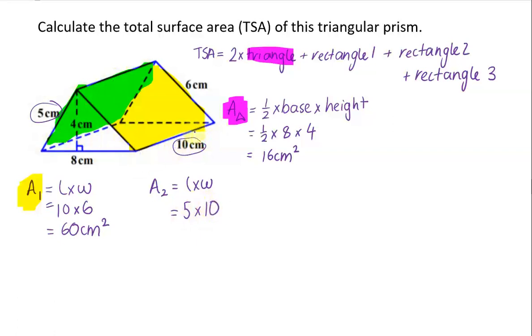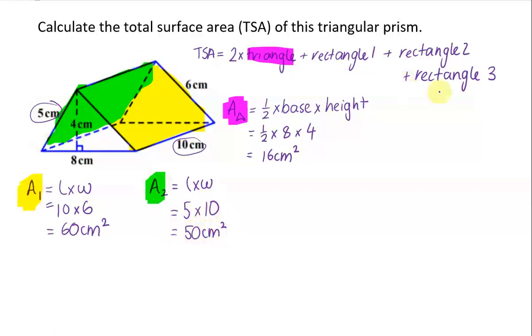Sometimes you have to use some detective skills to find out what those side lengths would be, and you look for matching sides in other places on our prism. So our area 2, the green area, we can color that green, is equal to length times width, 5 times 10, which gives us 50 centimeters squared.